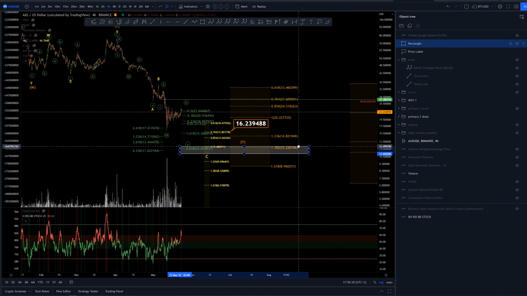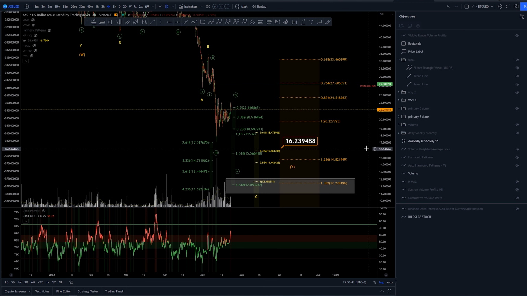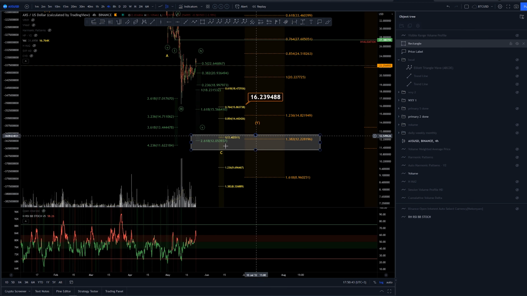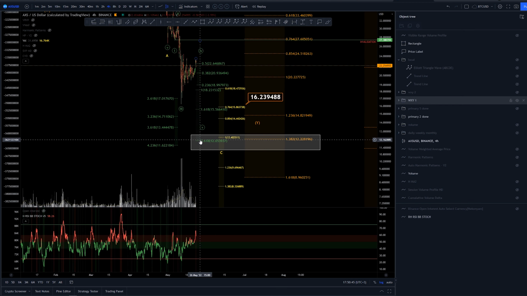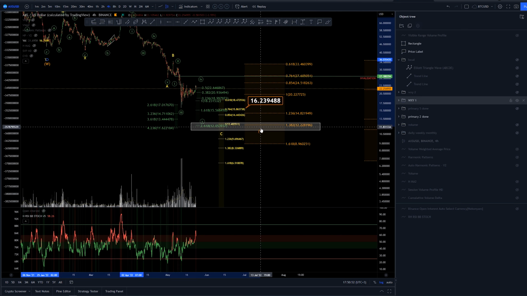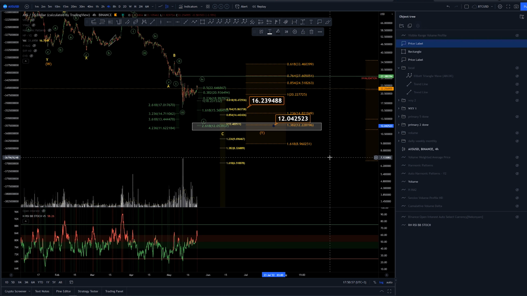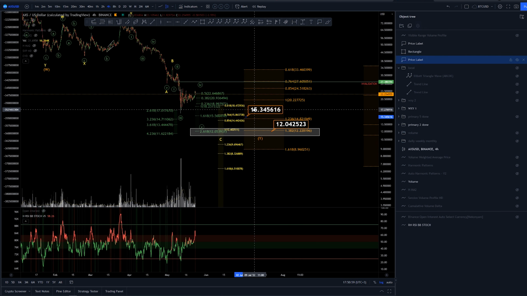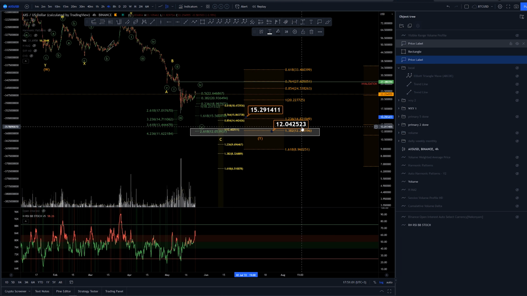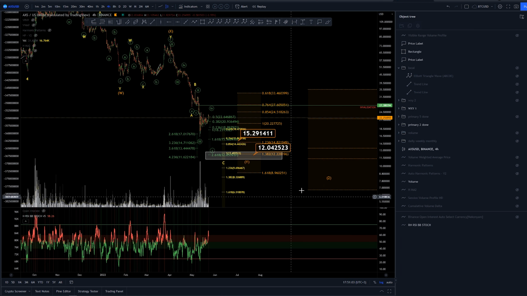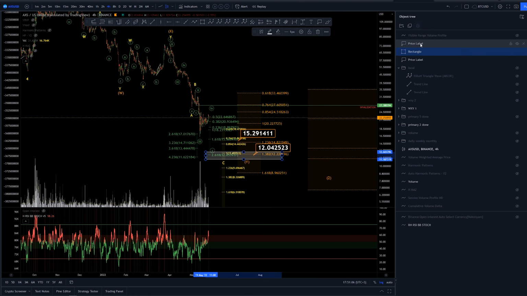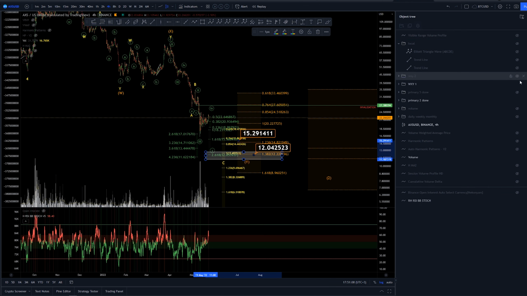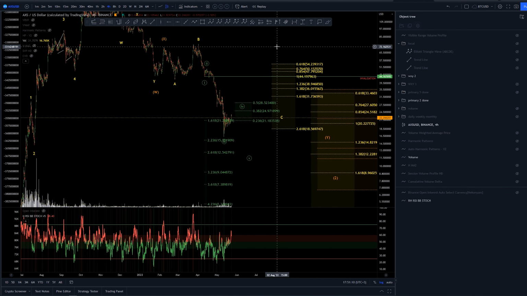Now just below that, there's an even better target that has more lining up: the 2.618 extension with the 1-to-1 extension of the A to C wave, and 1.382 for the Y wave. So there are two different areas to look at, definitely interesting areas, around $15.30 and $12. So let's bring these to the WXY count here, and then we have another option.